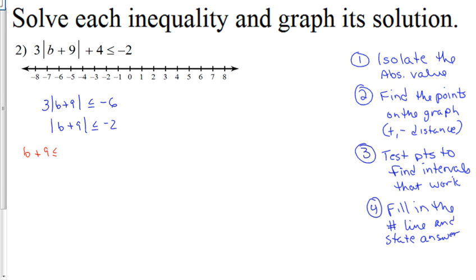Oops. You also have to make sure that you do that with equal signs. I did not. And b plus 9 equals 2. So subtracting 9 from both, I get negative 11 and negative 7.